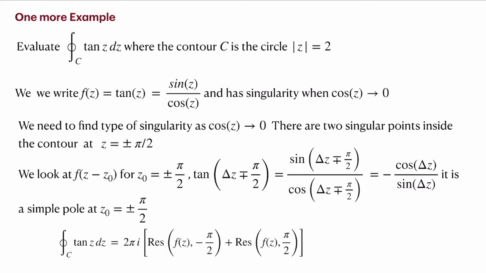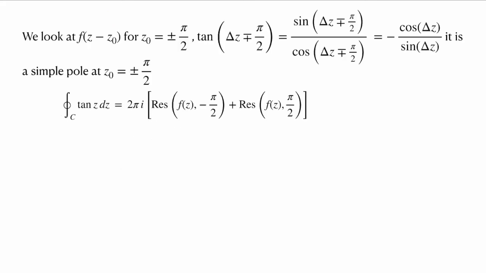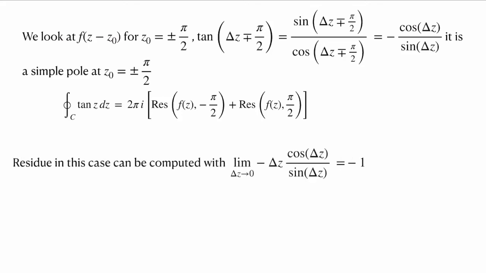Delta z is our z minus z naught, and we see that we get the residue as minus 1 for both these values. At z equal to plus or minus pi by 2, we get the residue to be minus 1. Now we can compute the integral over the contour C of tan z dz, which is equal to minus 4 pi i. One more example.